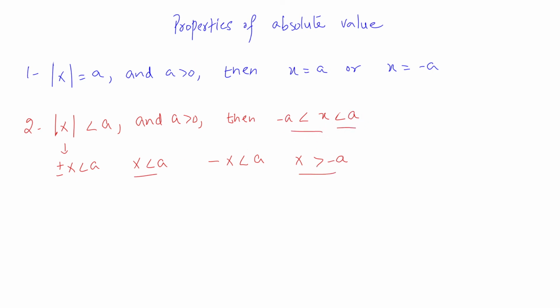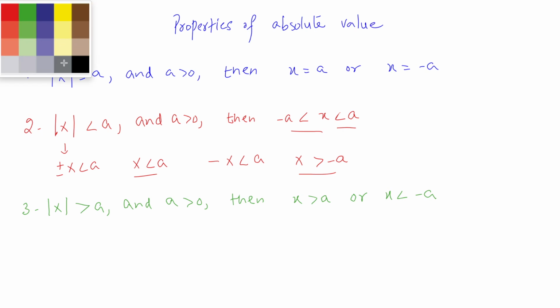See? Okay, so the third scenario is where mod of x is greater than a and a is definitely greater than 0. What's our answer now? Then we have x is greater than a or x is less than minus a.